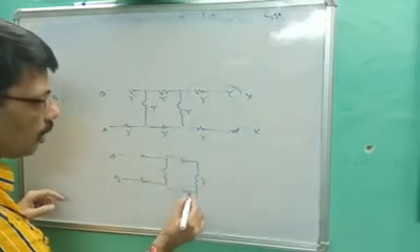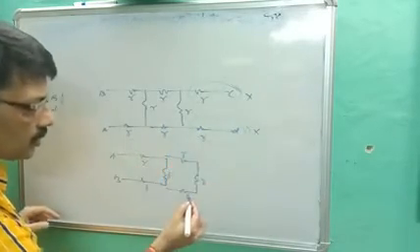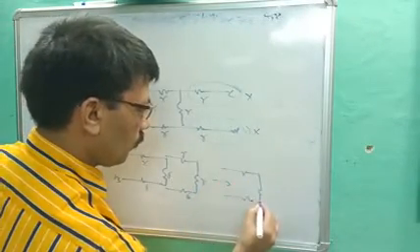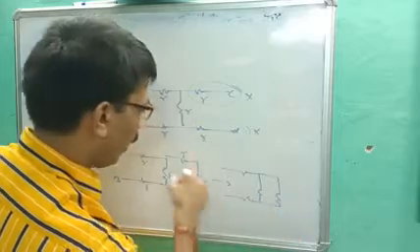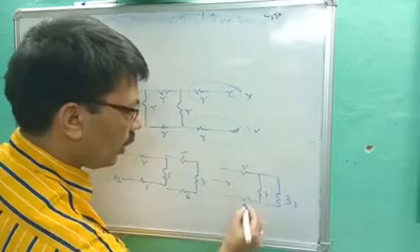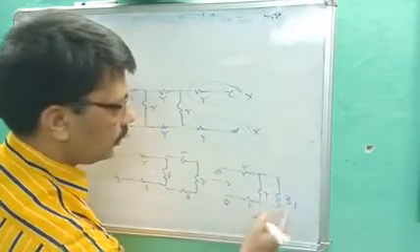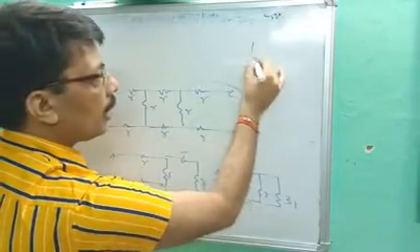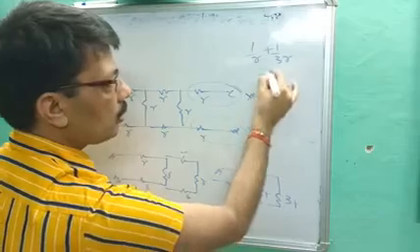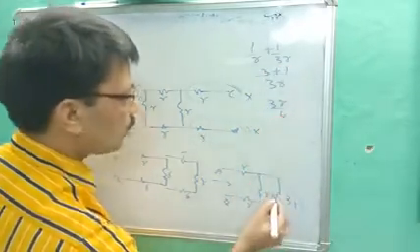This is R, R, R, R, R, R. They are in series, so it becomes 3R. This is R and this is R, between A and B. Now R and 3R are in parallel. So it becomes 1 by R plus 1 by 3R. LCM is 3R: 3 plus 1. So it becomes 3R by 4. That calculation gives 3R by 4.